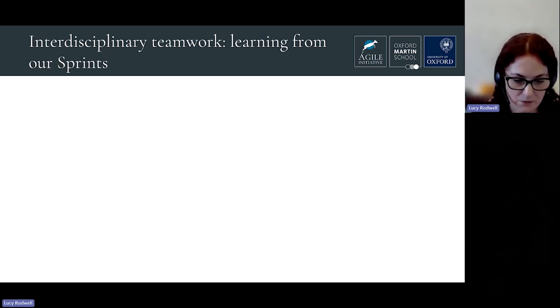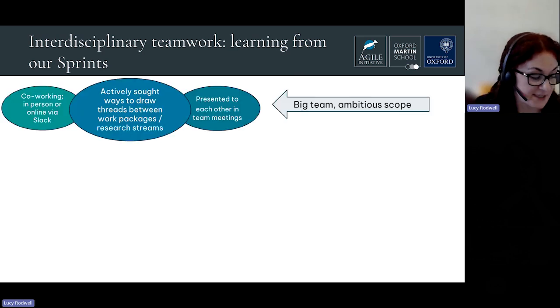So if I can get this to work. The first example is from a sprint with an ambitious scope and a large team, not all of whom were able to regularly meet in person in Oxford. However, they very quickly established a good team dynamic, and co-working between weekly meetings was largely done via Slack, which allowed for regular input from sprint partners and key stakeholders.